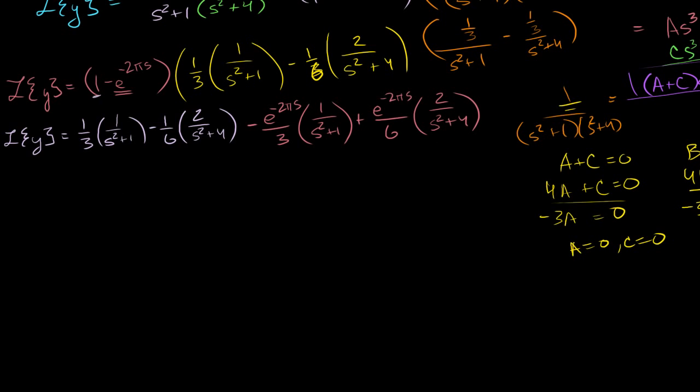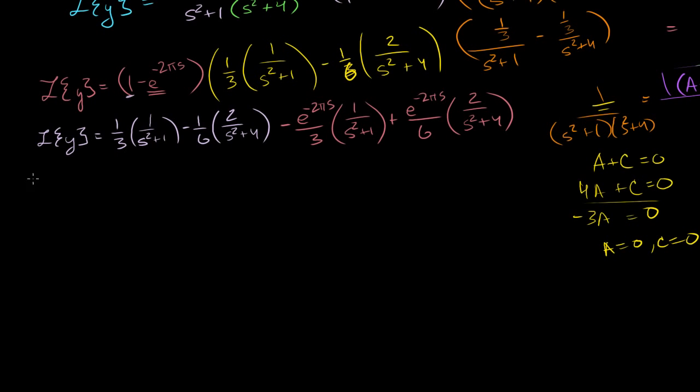Now, taking the inverse Laplace transform of these things is pretty straightforward. So let's do that. Let's take the inverse Laplace transform of the whole thing. And we get y is equal to, inverse Laplace transform of this guy right here is just 1/3 sine of t. And then this is minus 1/6 times, this is the Laplace transform of sine of 2t. Sine of 2t. That's that term right there.